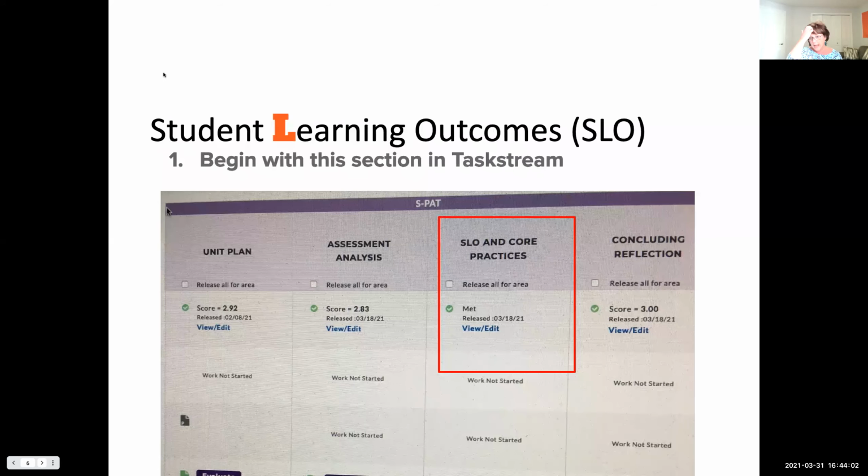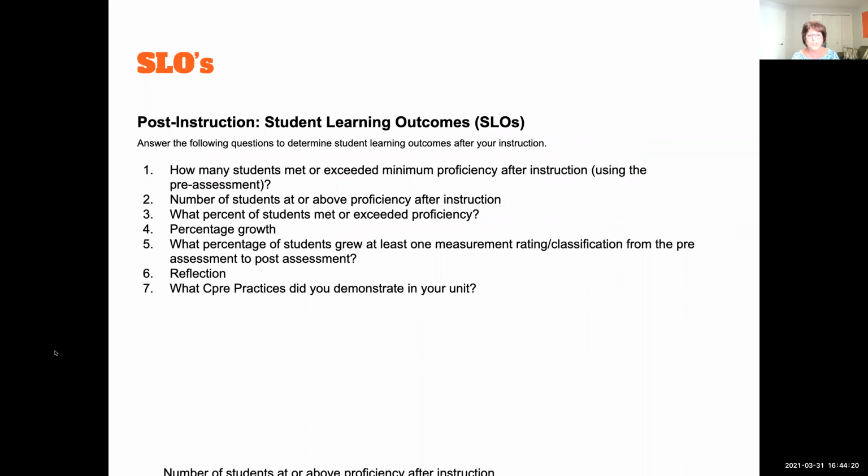So student learning outcomes, you will see this on TaskStream. It's listed as SLO and core practices. Sometimes I don't know why some students just miss this piece. And basically when you go inside, it's just going to ask you a series of questions. And basically you are going to just write the answers. So like how many students met or exceeded proficiency after instruction? You're going to put it in.